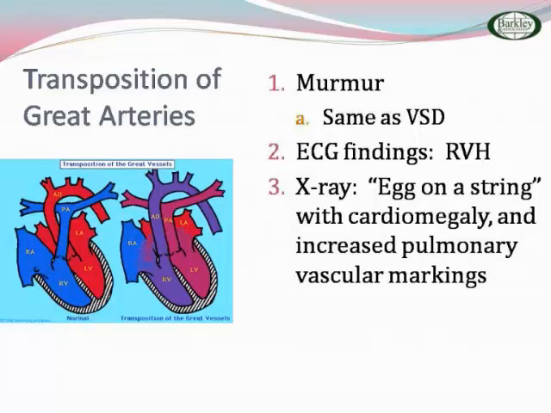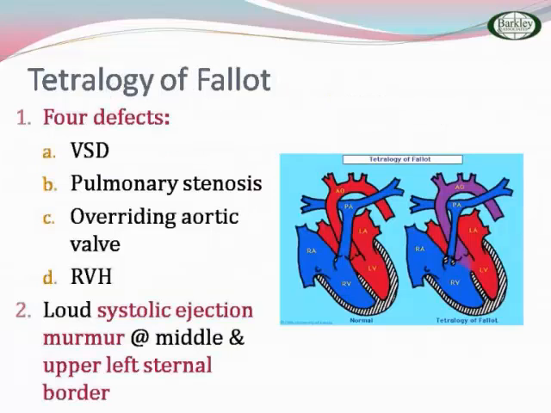Now, if I were a test writer, I would definitely ask you questions about Tetralogy of Fallot, because this is one that has several that are very common. 4 defects. You're going to have a VSD, which is right in there, the ventricular septal defect. You're going to have a pulmonary stenosis. See how narrow the pulmonary artery is? Hard to get blood up through that area. You have an overriding aorta sitting right over there, and the right side will be hypertrophied. Isn't that interesting? And so you've got 4 defects.